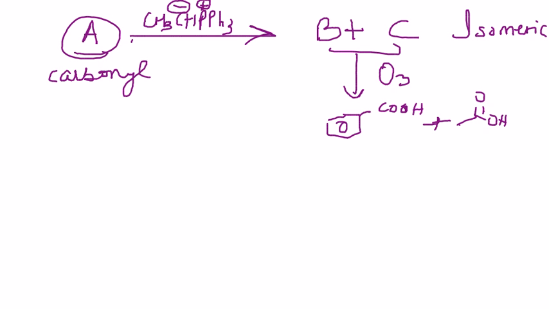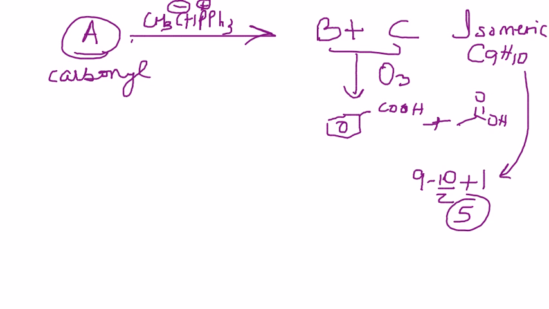Okay, so the formula for B and C is provided. That formula is C9H10. And so let's just work that out. You have 9 minus 10 divided by 2, plus 1. That means you have 9 minus 5, 4, plus 1, which is 5 for the index of unsaturation. So we'll keep that in mind.